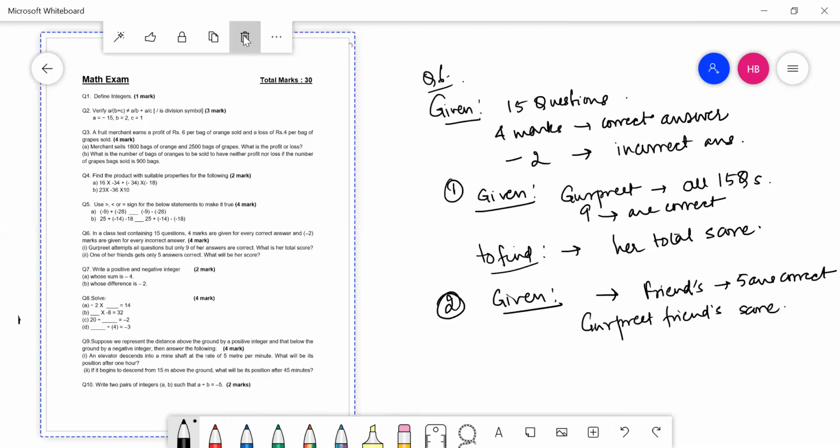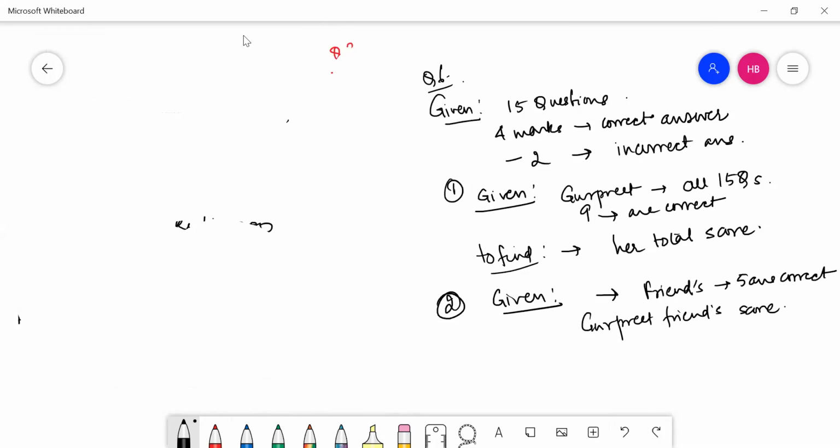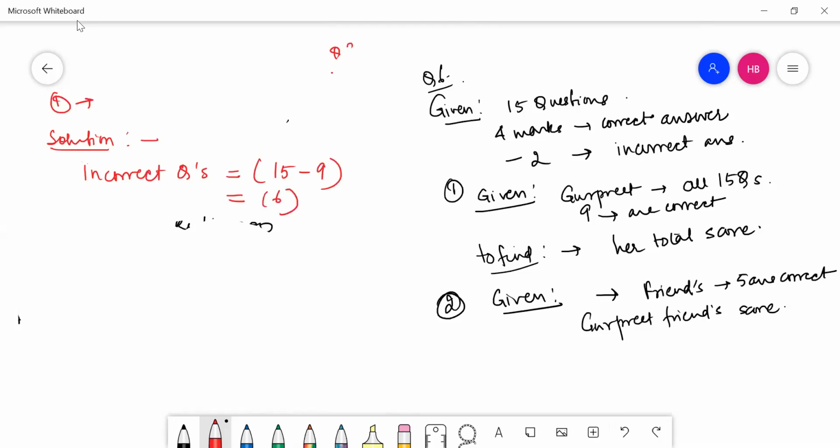Now let's try to do the first part, part A. I'm solving the first part here. They are saying Gurpreet has attempted all questions. So if he has attempted all 15 questions, and 9 are correct, how many incorrect questions are there? 15 minus 9, which will be 6, right? So he has 6 incorrect questions.